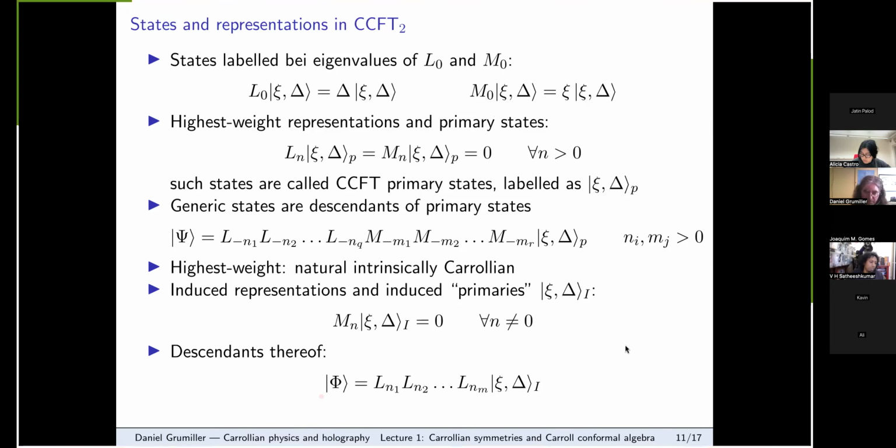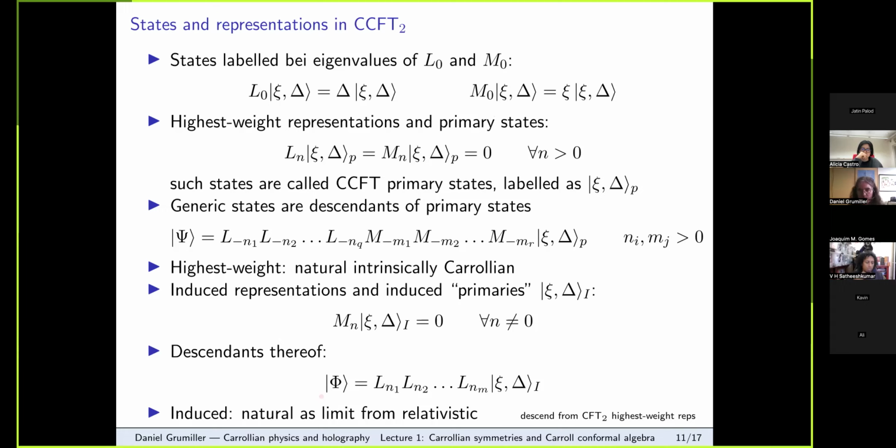And descendants thereof, well, then they are generated by acting with arbitrary superrotation or Virasoro generators on these states. And again, there's no constraint on the sign of the n here. So why do we care about such induced representations? Well, it turns out they're very natural if you approach a Carrollian CFT as a limit from a relativistic one.